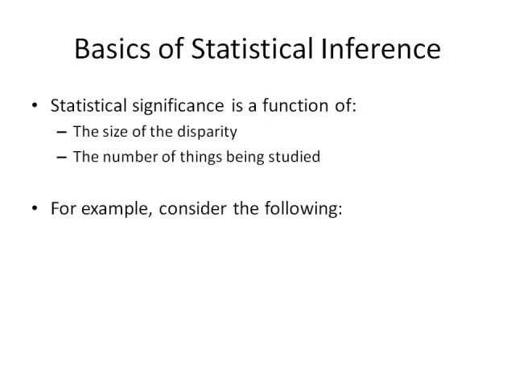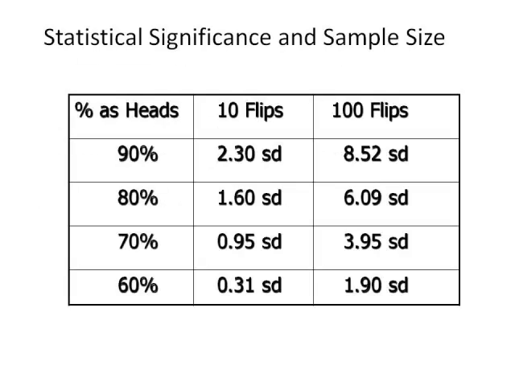Now there's one more thing about statistical significance that I'd like to point out. Statistical significance is a function of the size of the disparity and of the number of things being studied. And to see this, let's look at the following example. We have here 2 different wagers. In the first wager, we're going to only do 10 flips of the coin. In the second wager, we're going to flip the coin 100 times.